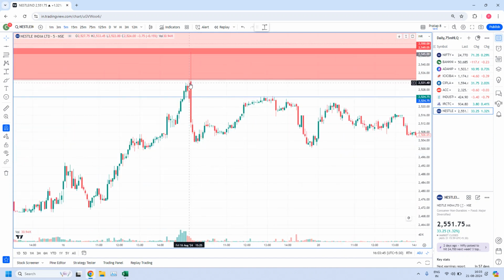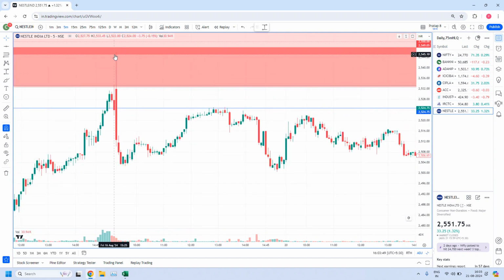See here again in this candle. This is on Monday 19th August. See again the prices went and see the strong rejection from the zone, how sharply prices have fallen down. So that means there is still a very strong order flow. So there is nothing wrong in taking one more trade also.